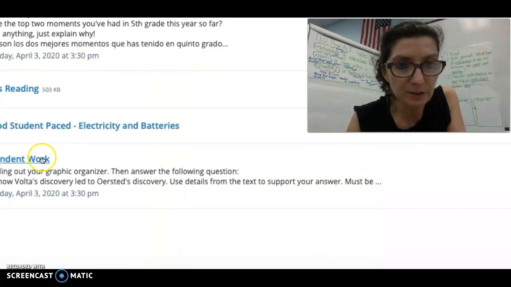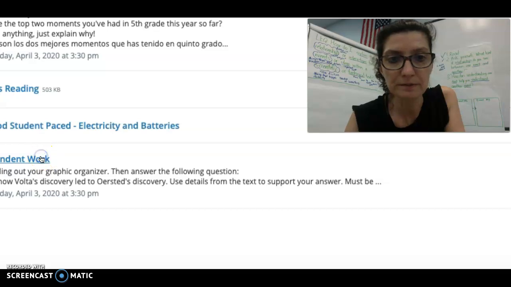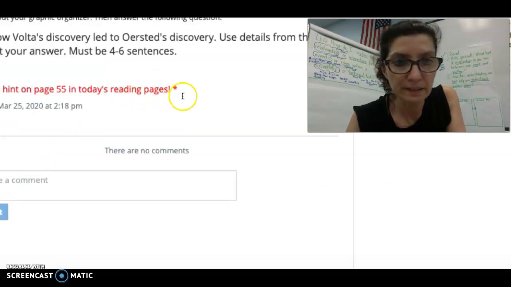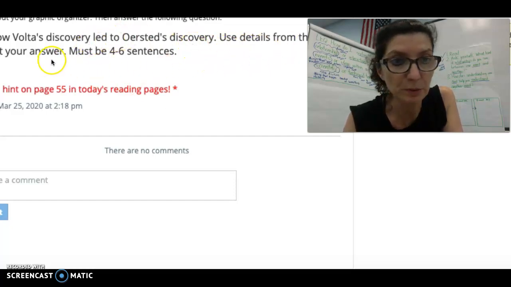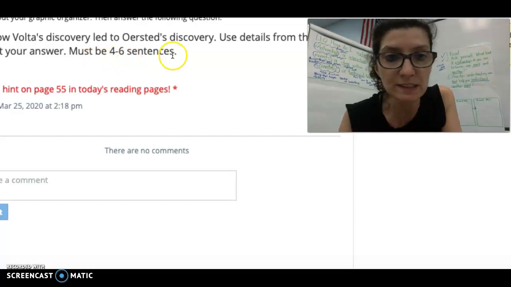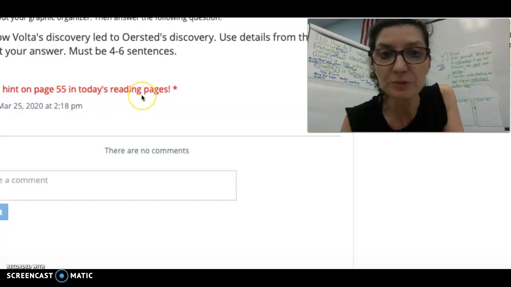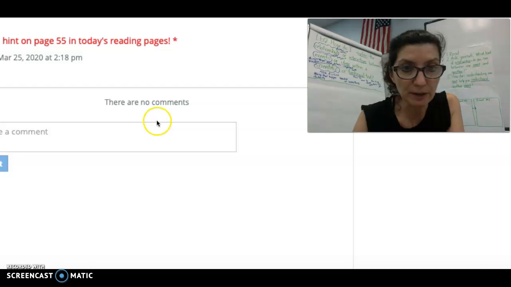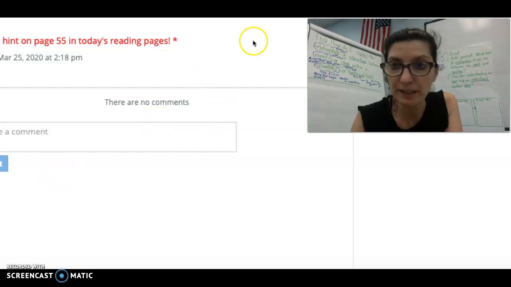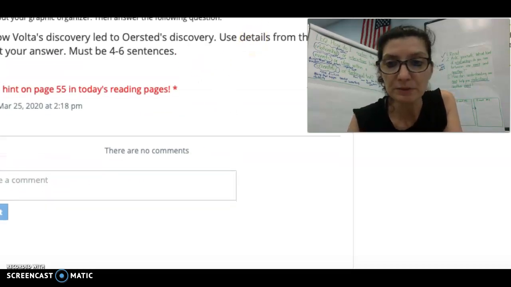and then I go to independent work, and then I click that, it says, explain how Volta's discovery led to Ørsted's discovery. Use details from the text to support your answer. It must be 4 to 6 sentences. And it says there's a hint on page 55 in today's reading. So then you're supposed to write your comment right there and then hit post. Okay? So that is your assignment for today.